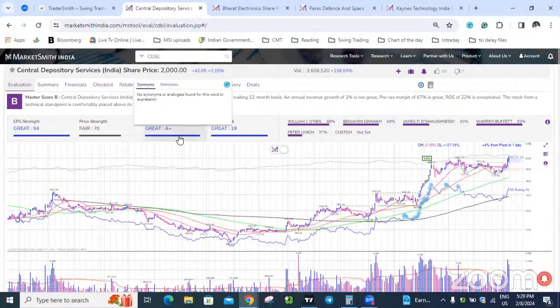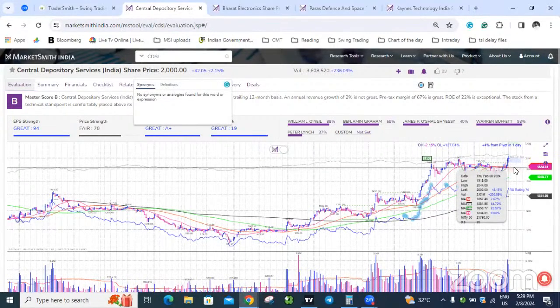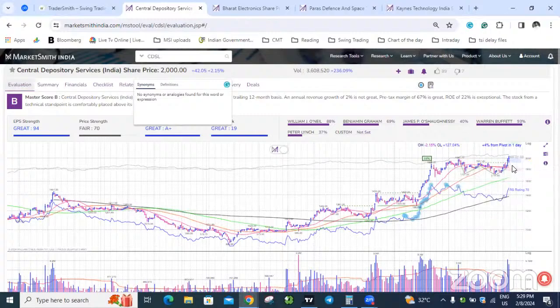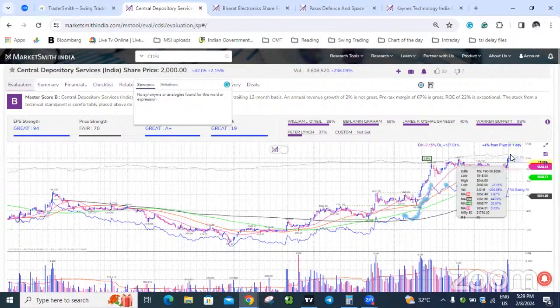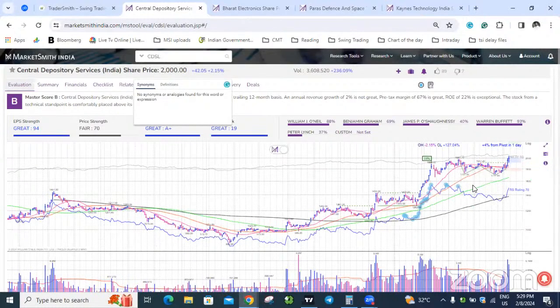It is a fundamentally strong stock, and this is a monopoly stock. So right now there are no signs of weakness. Conservative investors can take the 50 DMA as a stop loss and ride this rally for the longer-term perspective.